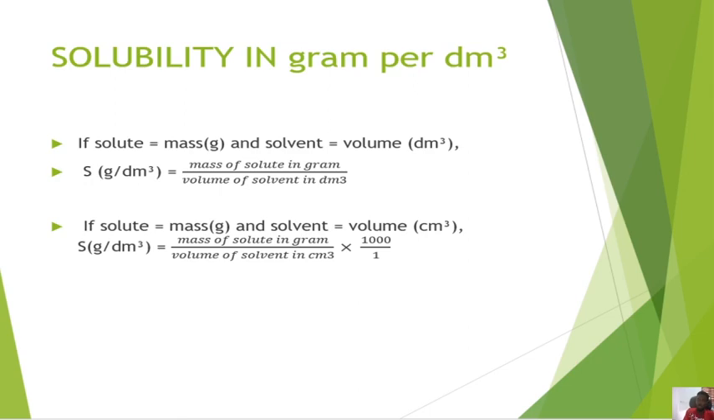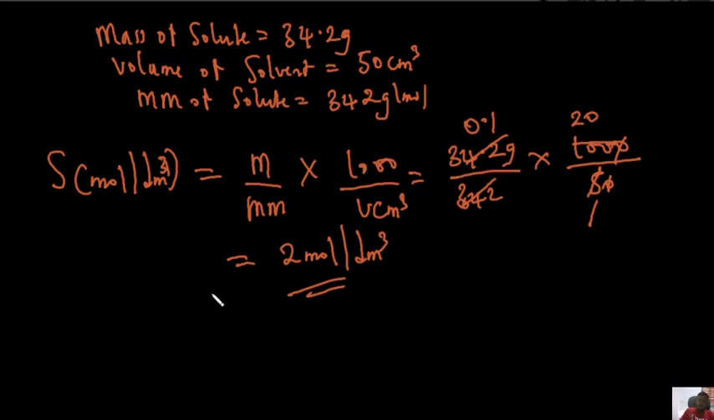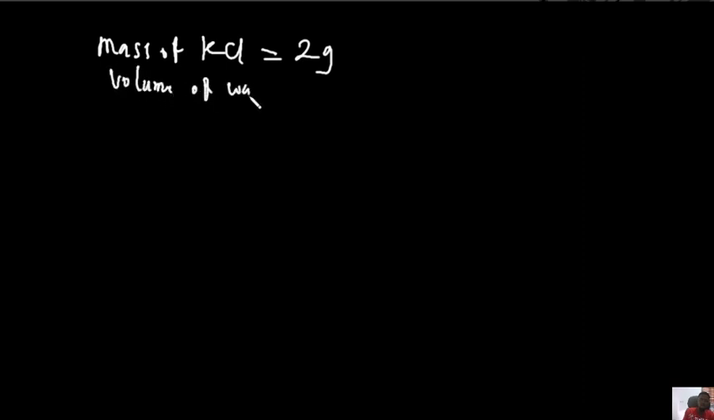Let's look at a question to understand this. If 2 grams of potassium chloride is dissolved in 500 cm cube of water, what is the solubility of the salt? Okay, so let's get to work. Let's take this all out first. The mass of KCl equals 2 grams, and the volume of water, which is the solvent, is 500 cm cube.